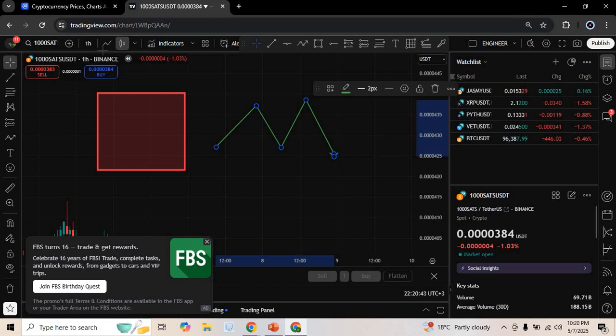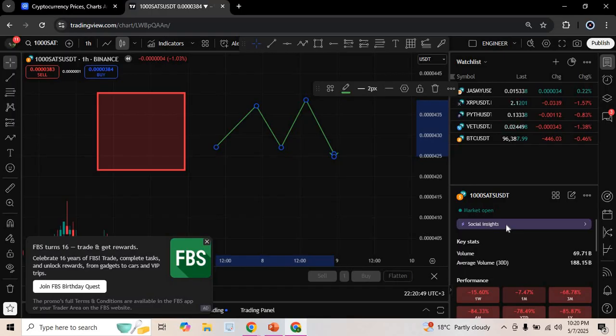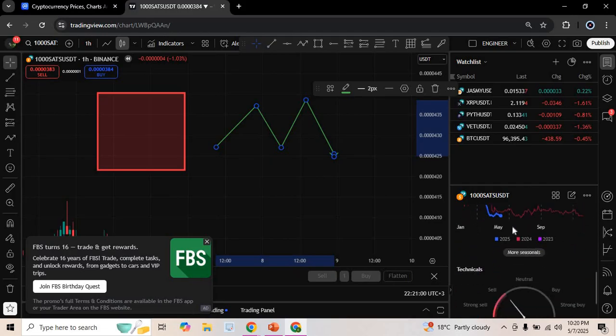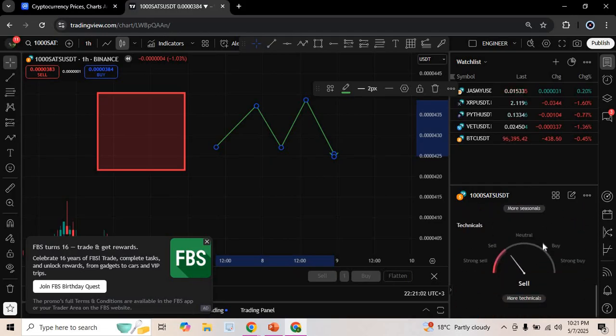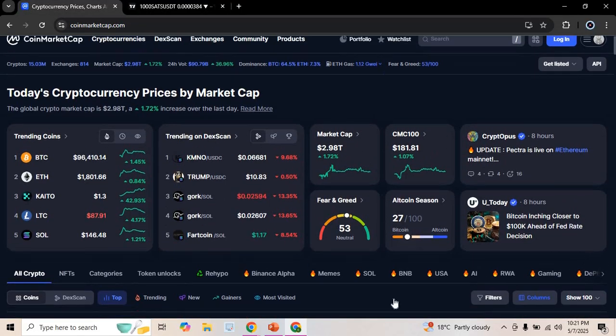Then we have the exchange that you are using. Remember, we chose Binance. It will be there. The price or the performance. Basically, this is a small segment that gives you the fundamentals about the pair you are trading. It will give you the performance in 1 week, 1 month, 3 months, 6 months, yearly, and all that. Then it will give you a seasonal. Then it will have something we call a fear and greed index. But we also have a fear and greed index on CoinMarketCap right here.